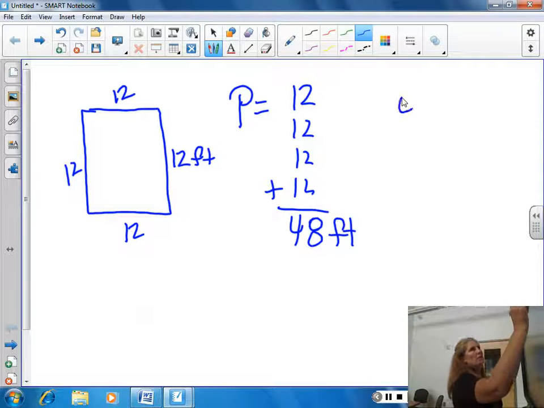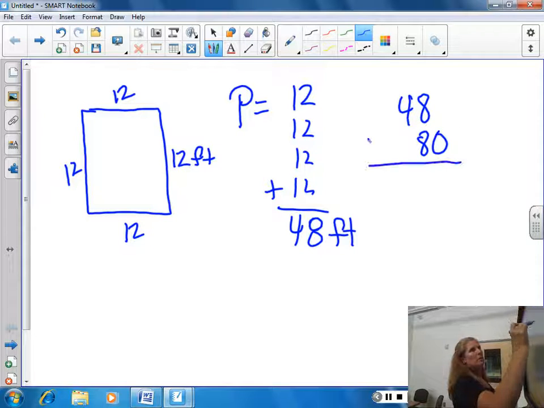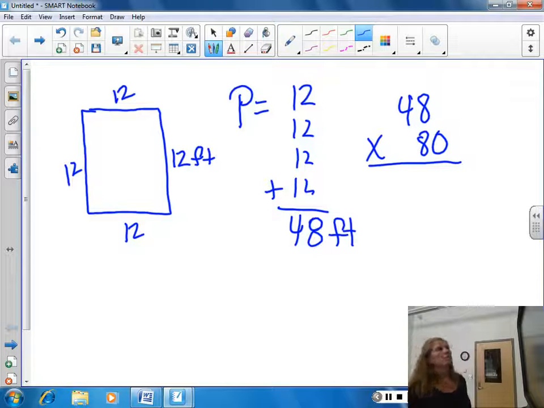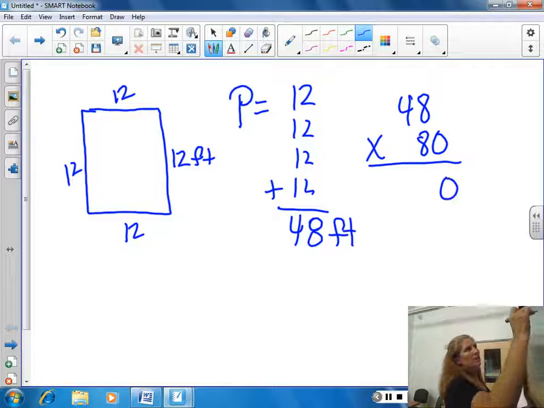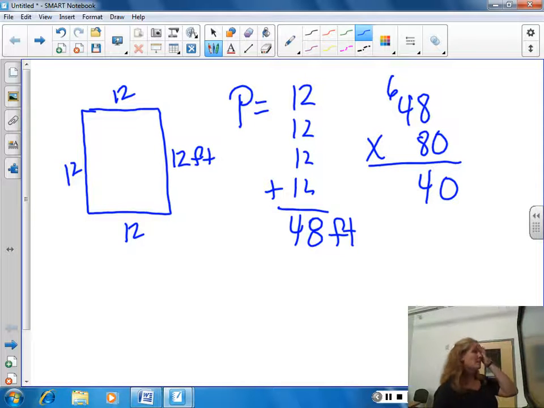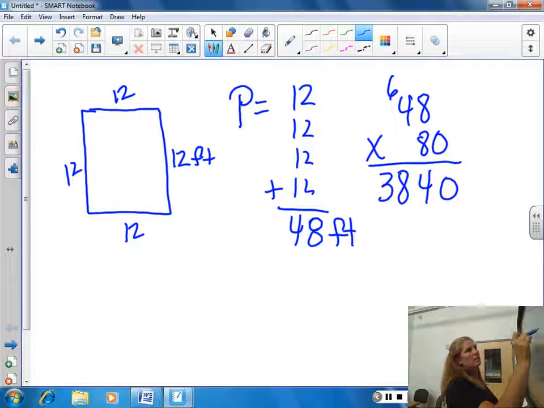My answer is going to be in cents. I know that if you were working this problem later on in math, you'd change that into dollars. We're just going to look at it in cents. So I'm going to multiply by 80 because it's 80 cents for every single foot that I buy. That's 0. 8 times 8 is 64. Carry your 6. 8 times 4 is 32. Plus 6 is 38.